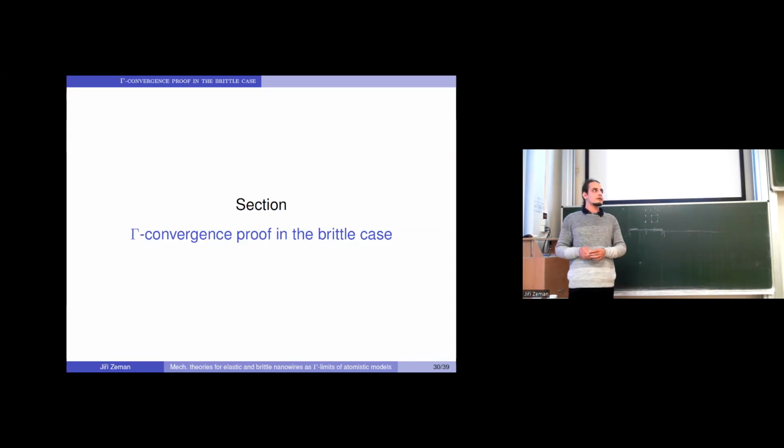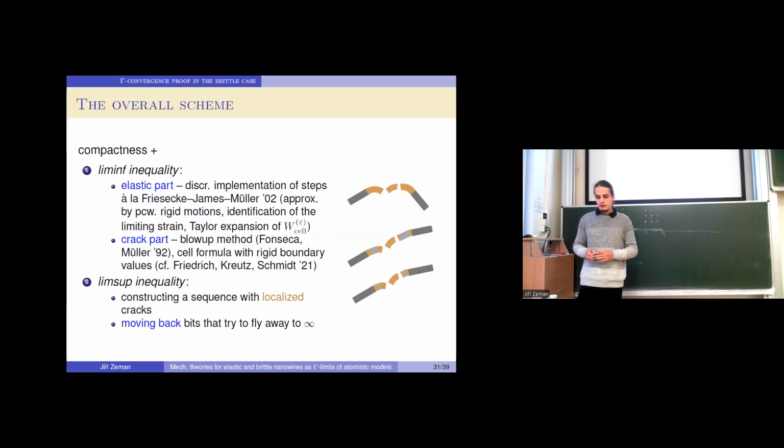Now I will say some words about the gamma convergence proof. The overall scheme is as usual. We need to prove compactness. Traditionally, this is some condition that together with gamma convergence ensures the convergence of minimizers of the approximate problems to the minimizers of the precise or the effective problem. But here compactness is also needed in the proof of the limit inequality.